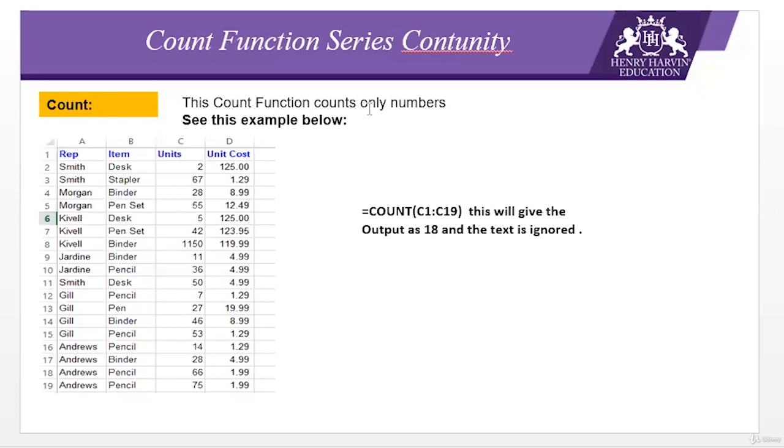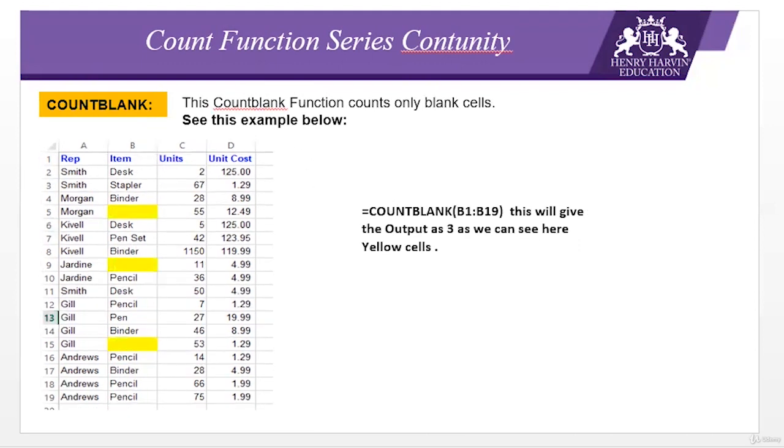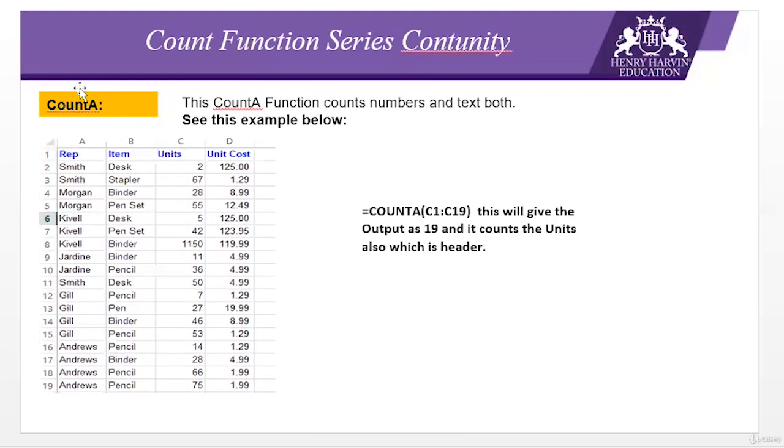Count function counts only numbers. Remember guys, count function counts only numbers. Over here I have selected range C1 through C19. C1 itself is units, so if we use the count function, of course it will not be counted, and the result will be 18. Text is ignored here. I hope this is clear. Very simple example.